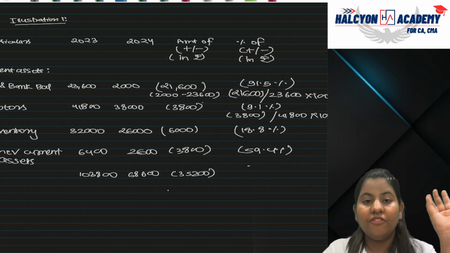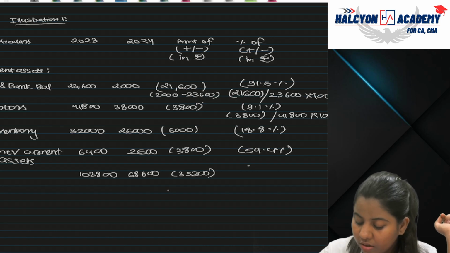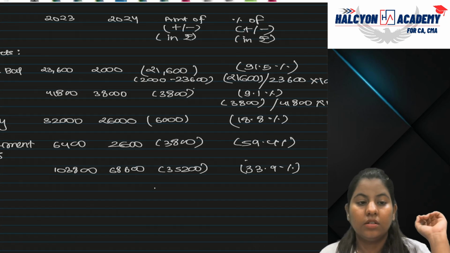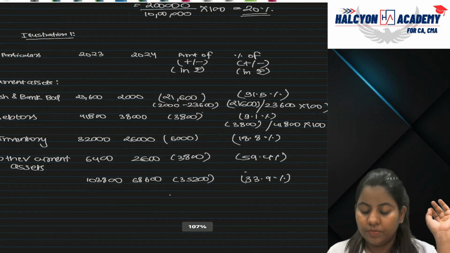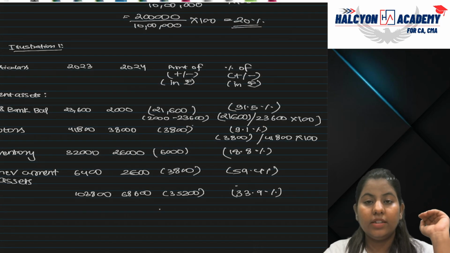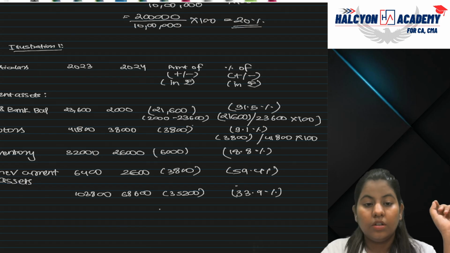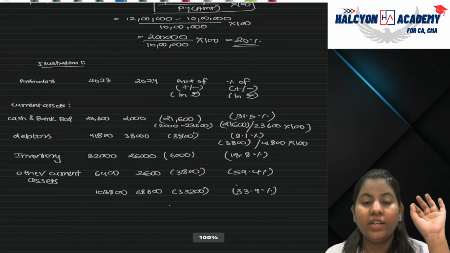35,200 rupees divided by 1,03,800 rupees. Rounded off, it will be 33.9%. It will be negative, minus 33.9%, because the total current assets are decreasing from previous year to current year. So the total decreased percentage is 33.9%.